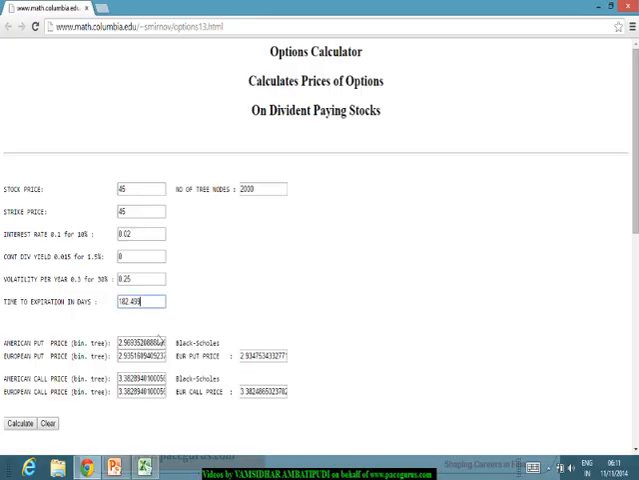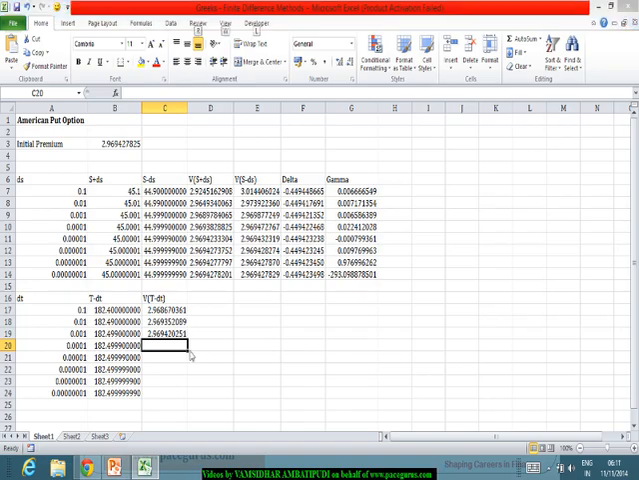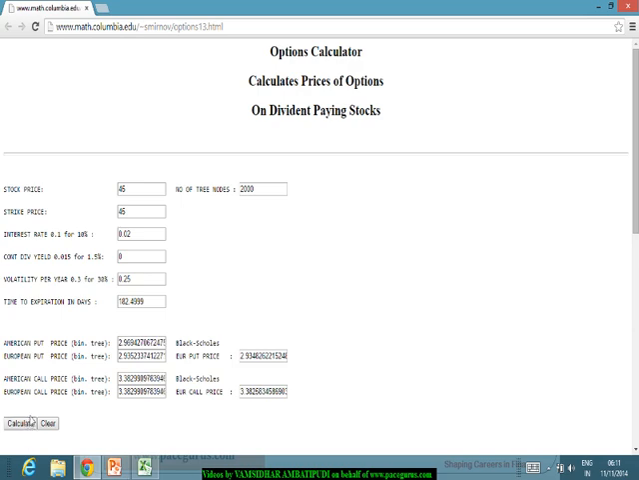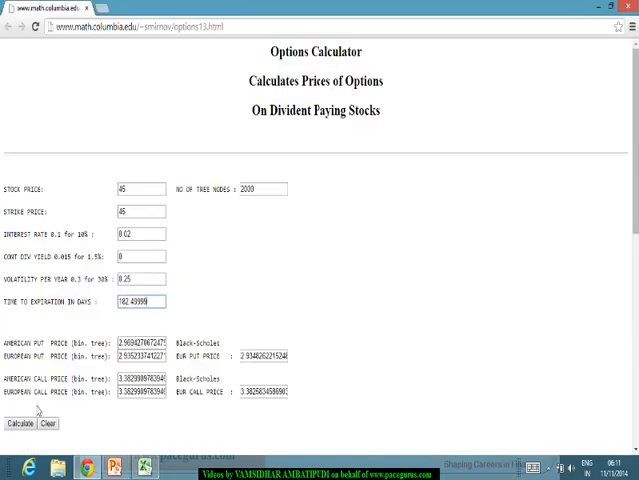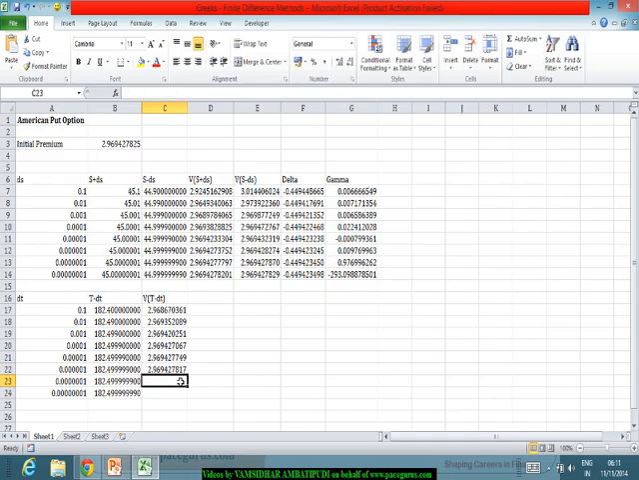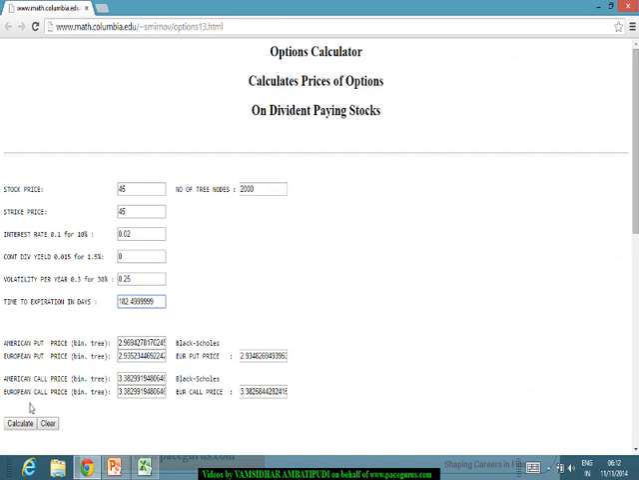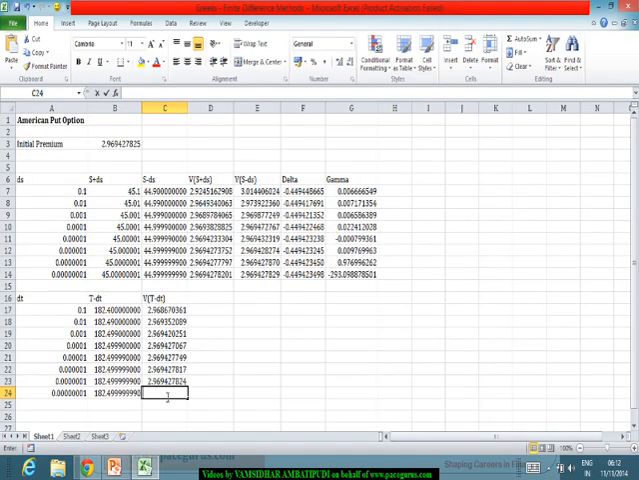Another 9, my put option premium is going to be something like this. Another 9, this is my put option premium. Another 9 goes with this. One more 9. This is the put option premium. One more 9. This solution is giving me this as the put option premium. And in this case, this one.